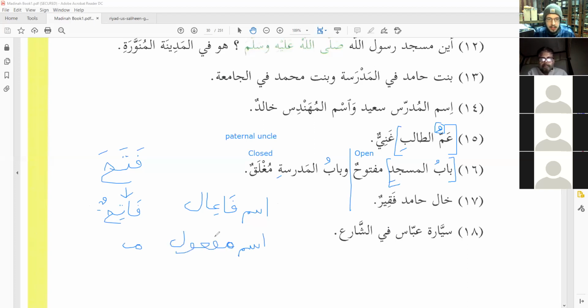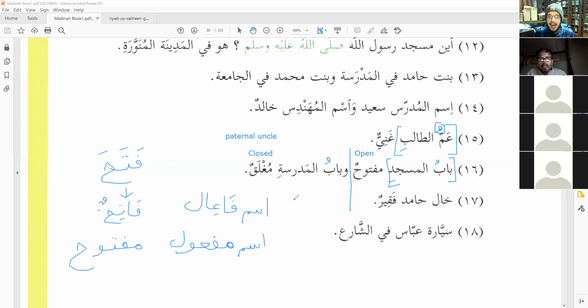I did not expect to get into this today, but we're here. Maf'ul, okay? This is the past participle. What's the relationship between open, he opened, opener, and then the adjective or past participle opened? It is opened. It was opened. Receiver. Very good. That's a nice translation of ism maf'ul.